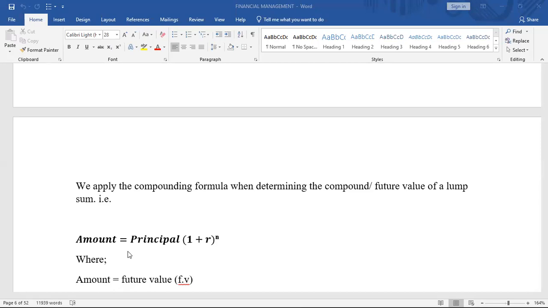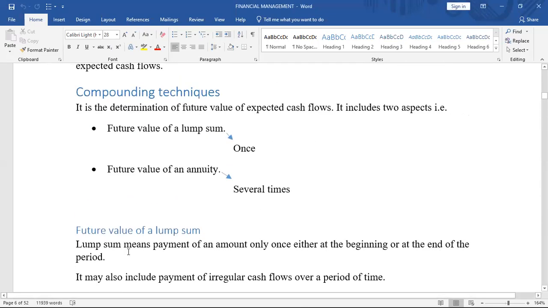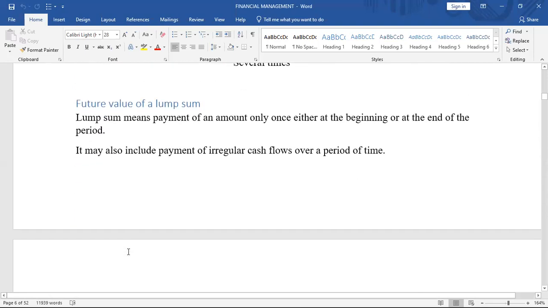So let us proceed, because we are already done with the first one. We talked about the future value of a lump sum. Now we have the future value of an annuity. Before I go further, there is a question in which an examiner tested this, and it was tested in two phases. There are two questions you can check.